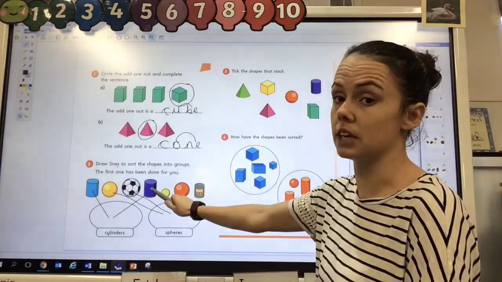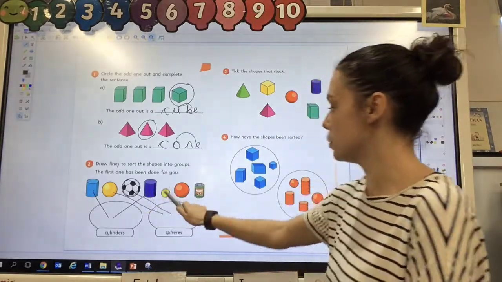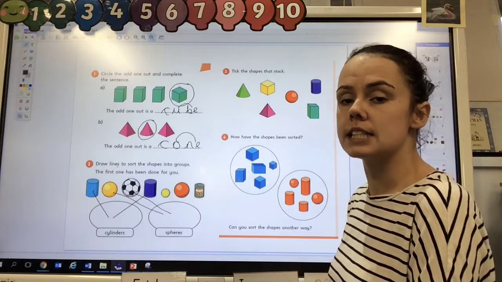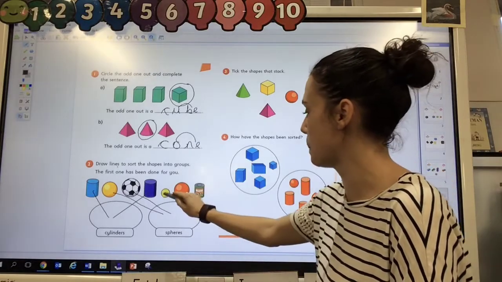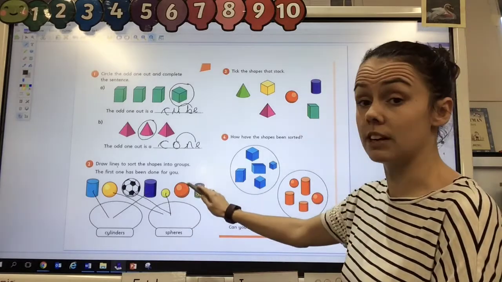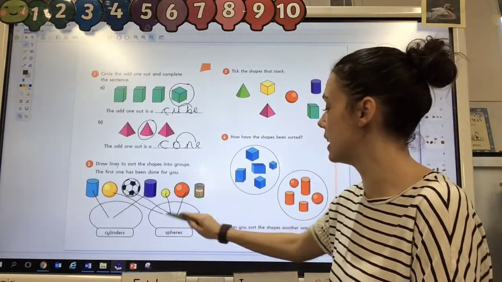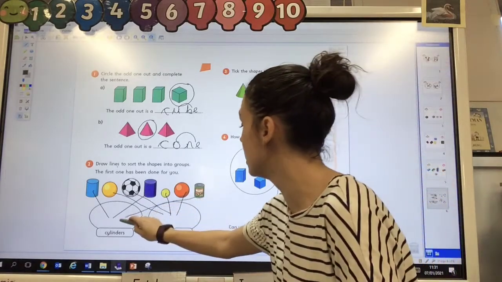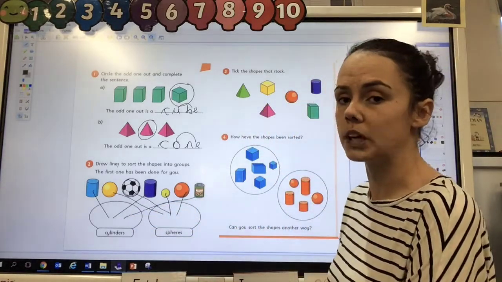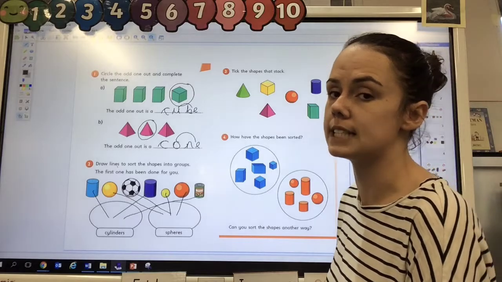Now this one's been done for us, we're very lucky. We've got a tennis ball here. Is a tennis ball a cylinder or a sphere? A sphere. Our red one, a sphere. And our last one is a cylinder. Great work, Year 1. We're getting through our worksheet very quickly today.